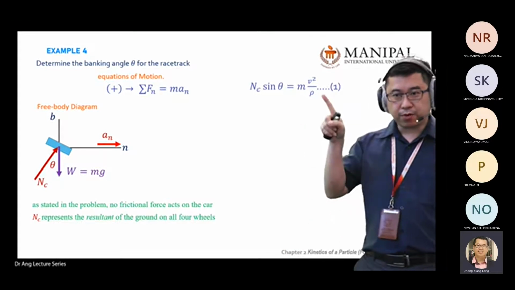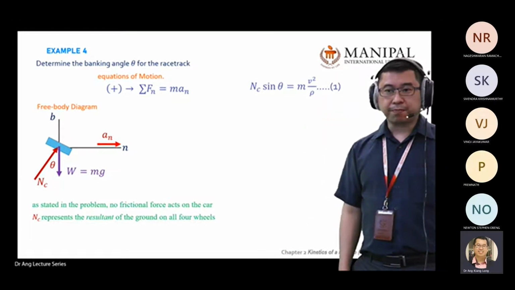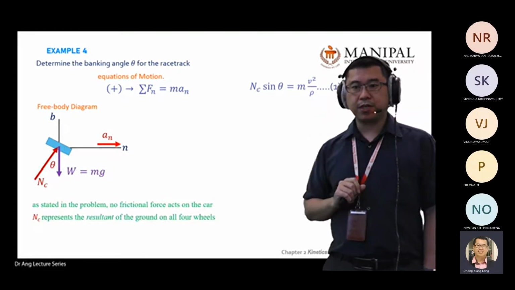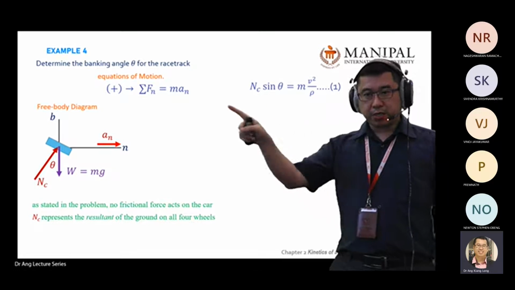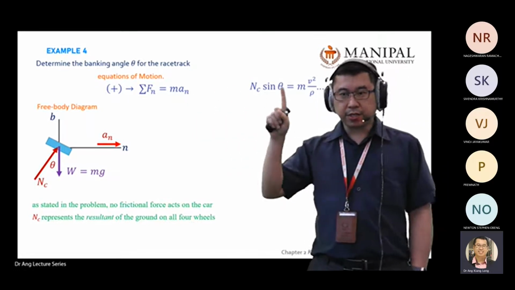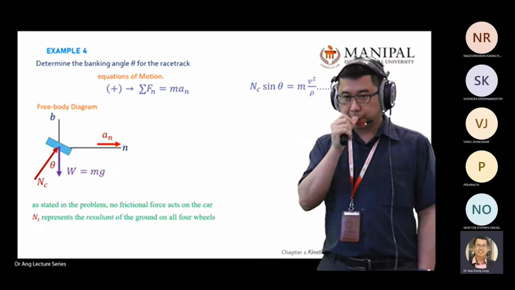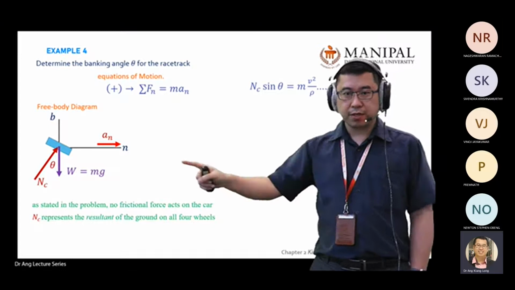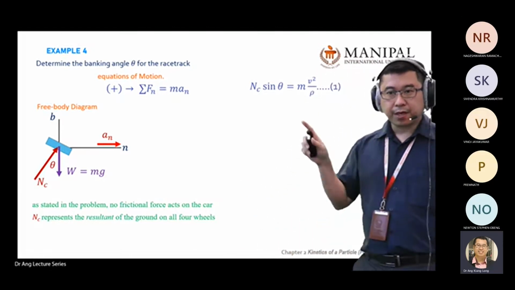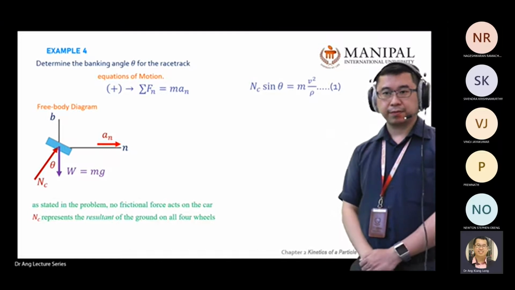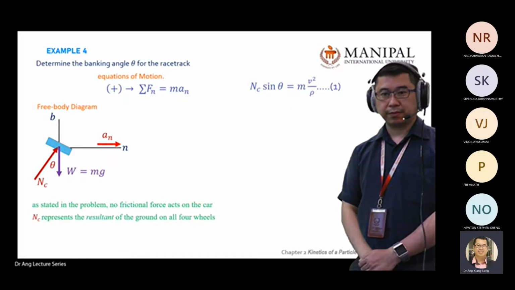This is what you need to recall from chapter 1, the one where we talked about an object moving in a circular motion. So for acceleration in the normal direction, you use this equation, V squared over radius. Rho is the radius of the circle. Any questions so far, from here to here? No, sir. Good.